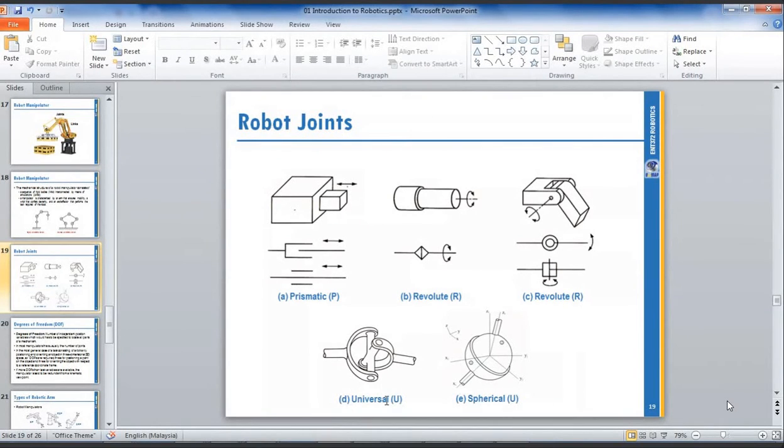And this one is a universal joint, U. And this is a spherical joint. Universal and spherical, so the formula is slightly different. So in our study of robotics, we are focusing on these 3 types of joint because we use a robotic arm. When we use a robotic arm, we focus on these 3 types of joint.